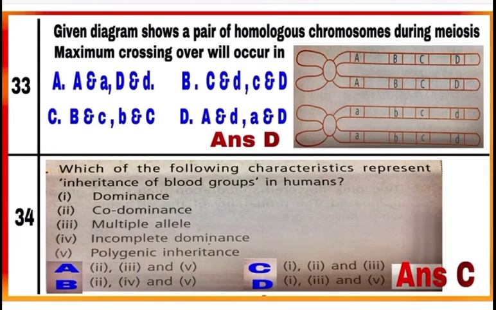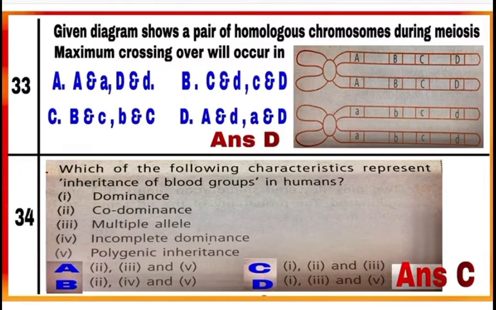Question 33. Given diagram shows a pair of homologous chromosomes during meiosis. Maximum crossing over will occur in, option D. The maximum crossing over will occur in capital A small d and small a capital D of the given homologous chromosomes. The farther apart the genes are located, the greater the chances of crossing over, and here the maximum distance is between A and D. So maximum crossing over will take place between A and D.